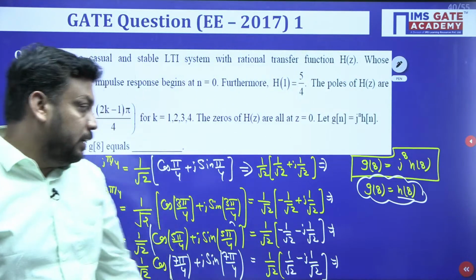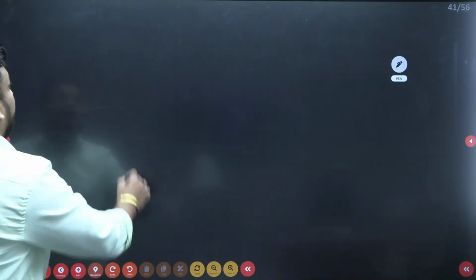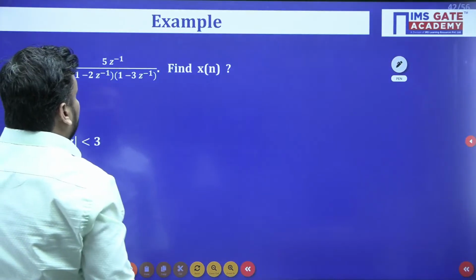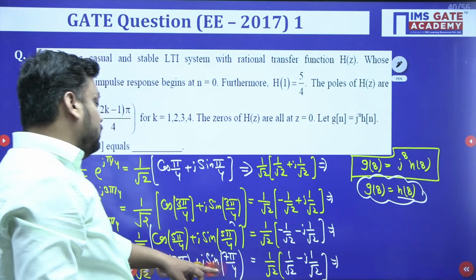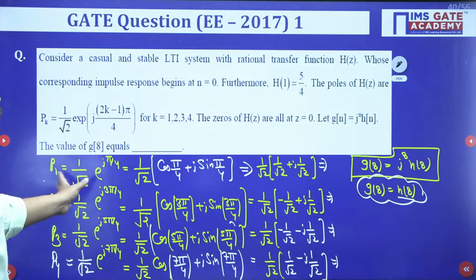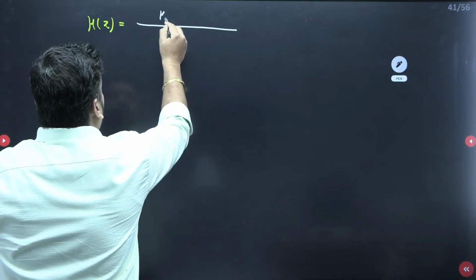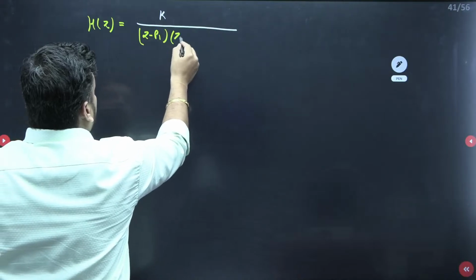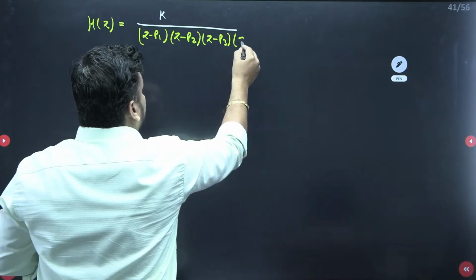I think it is completed now. P1, P2, P3, P4 values we have written down here. Now I am looking for the final H(z). So you should tell me what H(z) is. We have 4 poles, P1, P2, P3, P4, so if I am designing a transfer function, I should write k into z minus P1, z minus P2, z minus P3 and z minus P4.